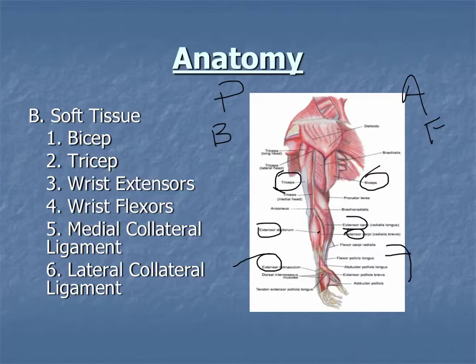Unable to be seen in this image, unfortunately, is the medial collateral and lateral collateral ligaments. These are ligaments that stabilize the elbow from going medial or lateral, and we'll show them on another slide.